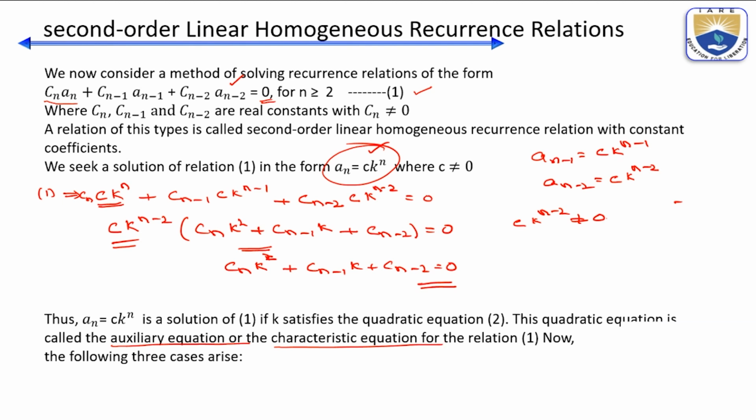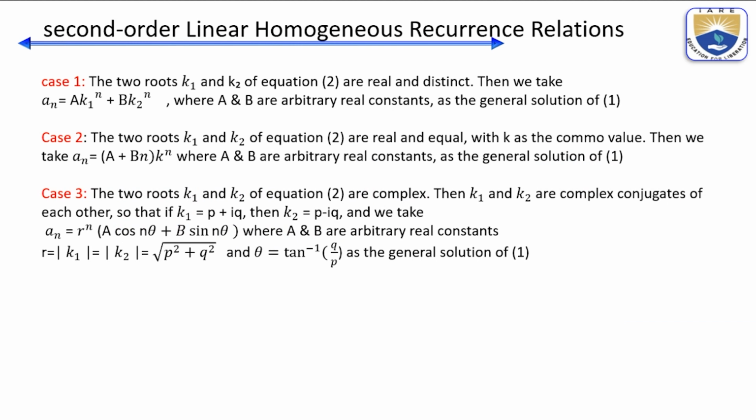So we are going to find the solutions for any recurrence relation. First of all, we are going to find the auxiliary equation or characteristic equation of the given recurrence relation. Then after that we are going to find the roots of the auxiliary equation. There are three possible cases: the roots are real and distinct, the roots are real and repeated, and the roots are imaginary or complex roots. These are the three possibilities.